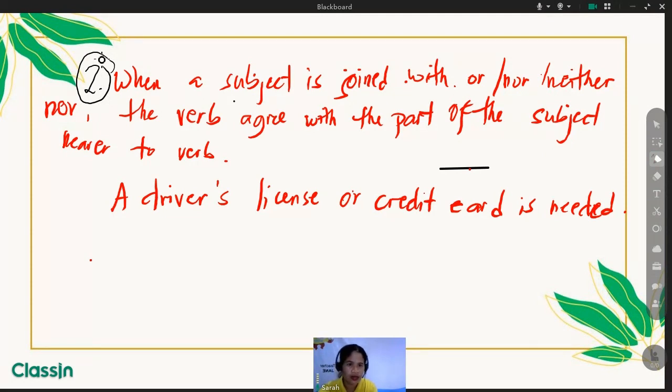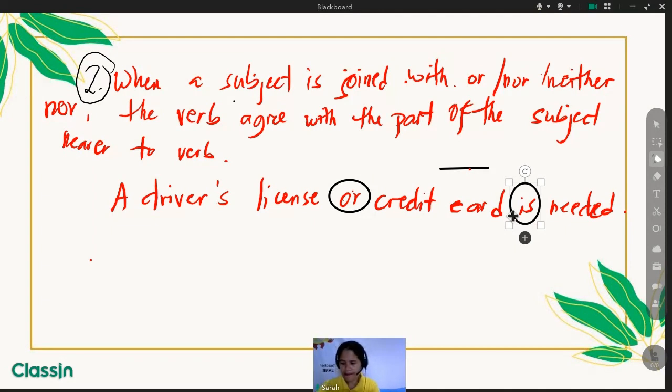All right, this is the second rule. So when subject is joined with or, nor, neither nor, the verb agrees with the part of the subject near to the verb. So in the statement, where is our subject here? They are combined with this word or, right? So this refers to a singular subject. So that's why we use the singular verb, which is is. And also, as you observe, credit card here is only one. So that is a singular subject.